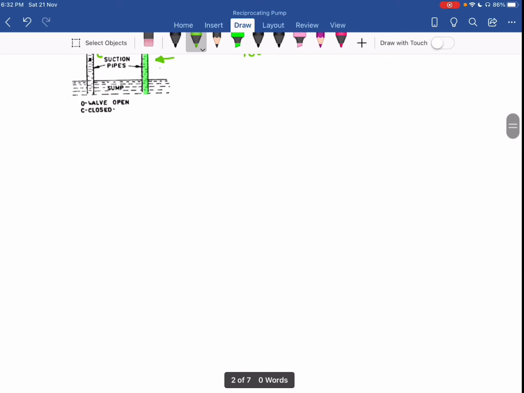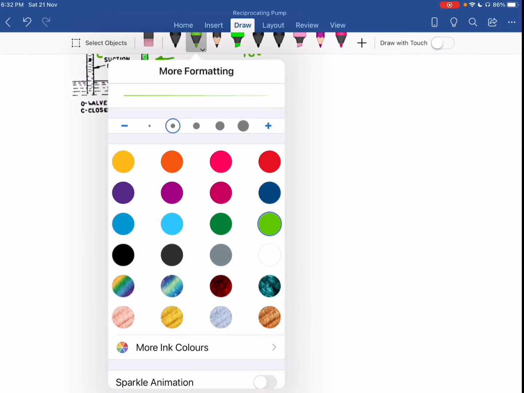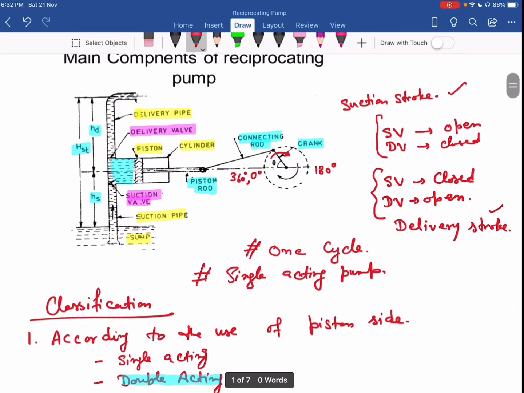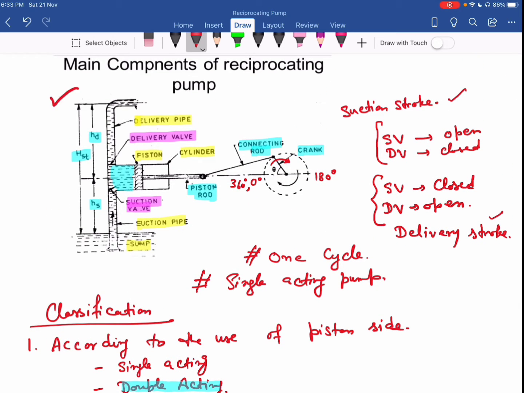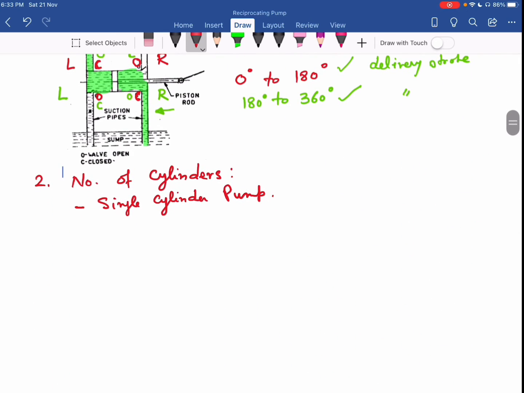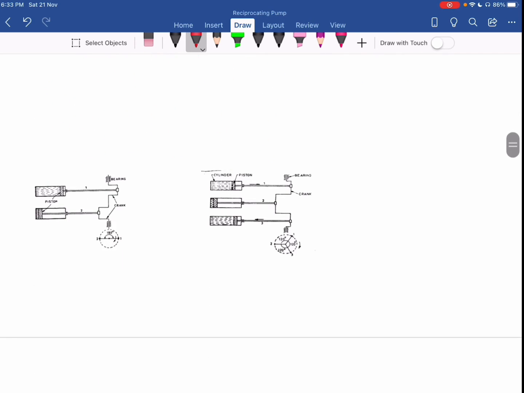The next classification is on the basis of number of cylinders. So according to this, I have single cylinder pump. You can see over here. So this is my single cylinder pump. Okay. The second one is the double cylinder pump. So for double cylinder, you can see this diagram.